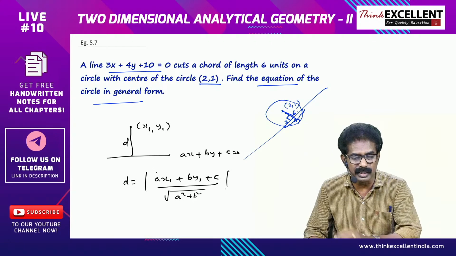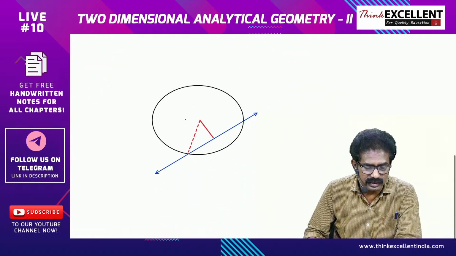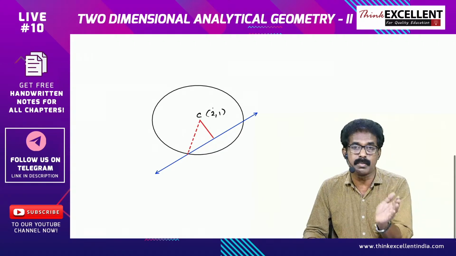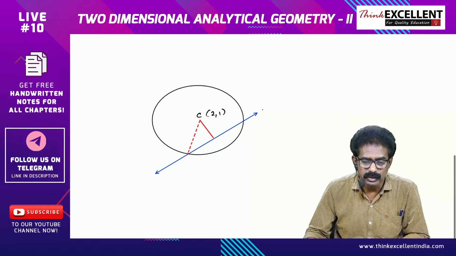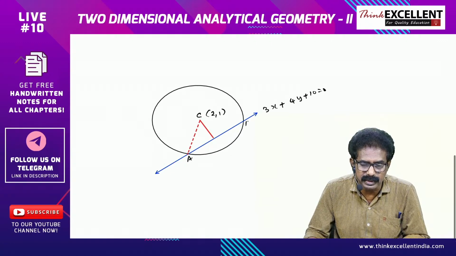Using this, we are going to do this sum. Please listen carefully. For the circle, they have given the center as 2,1, so h, k is known, but the radius is not known. They have given one line, 3x plus 4y plus 10 equal to 0. It cuts the circle at 2 points. I'm taking the points as A and B. AB is a chord, and its length is 6.